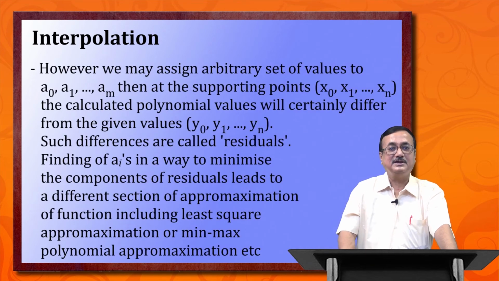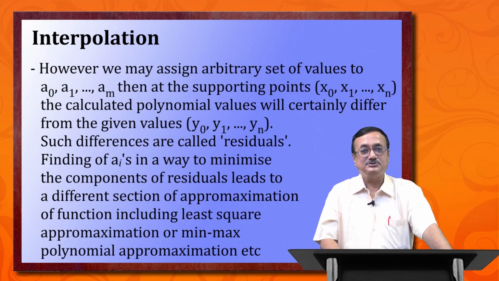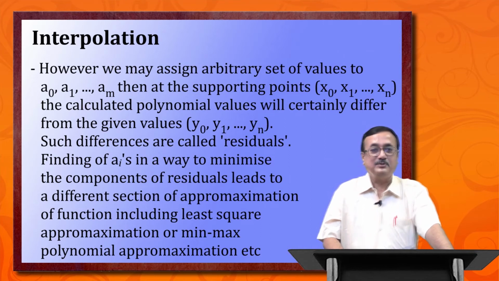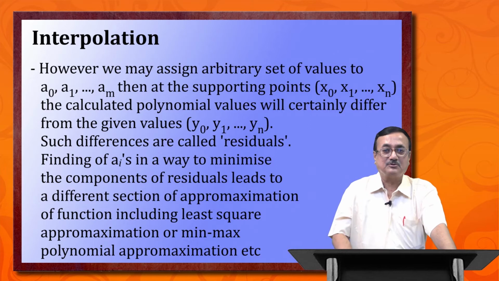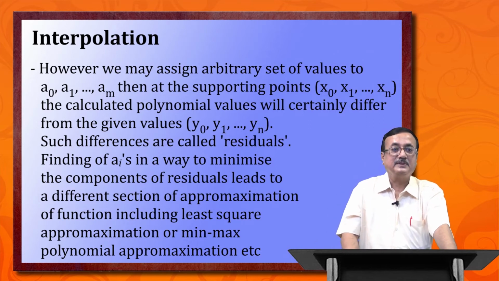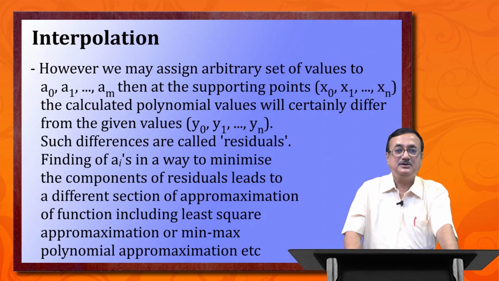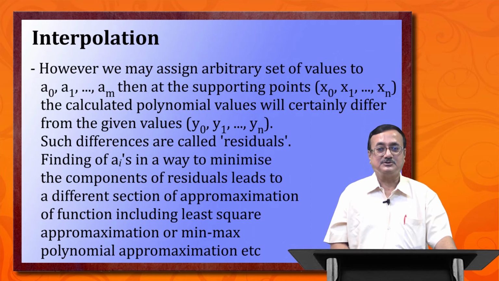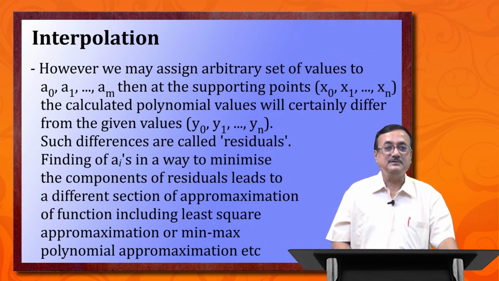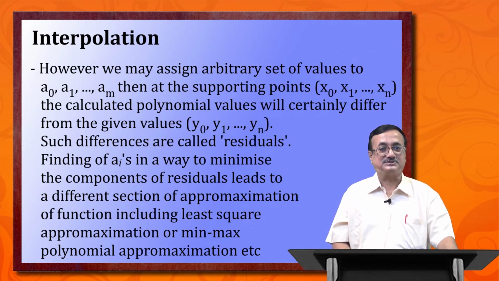However, we may assign an arbitrary set of values to a0, a1 to am. Then at the supporting points x0, x1, ..., xn, the calculated polynomial values will certainly differ from the given values y0, y1, ..., yn. Such differences are called residuals. Finding the coefficients in a way that minimizes the residuals leads to different solutions of the approximation of a function, including least square approximation or min-max polynomial approximation, etc.